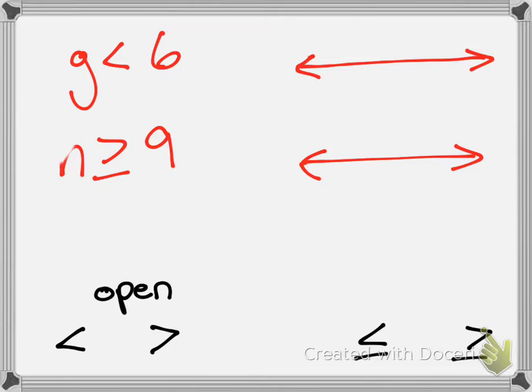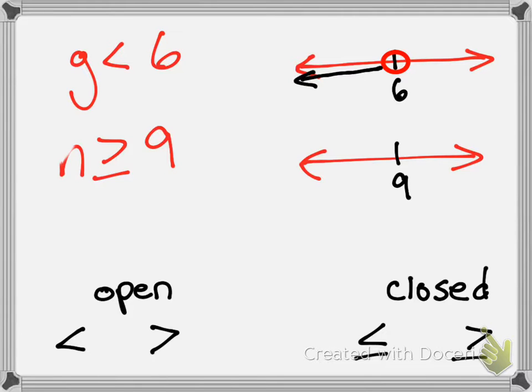Excellent. So she said if it's got that equal to, it's going to be closed. And if it doesn't, if it's just the greater or less, then it's going to be open. So if this was 6 and this was 9, for the first one, is my dot going to be open or closed, Ben? Which one? Open. It's going to be open. And which way am I going to go? Which way, Hannah? Left or right? Left. Excellent.